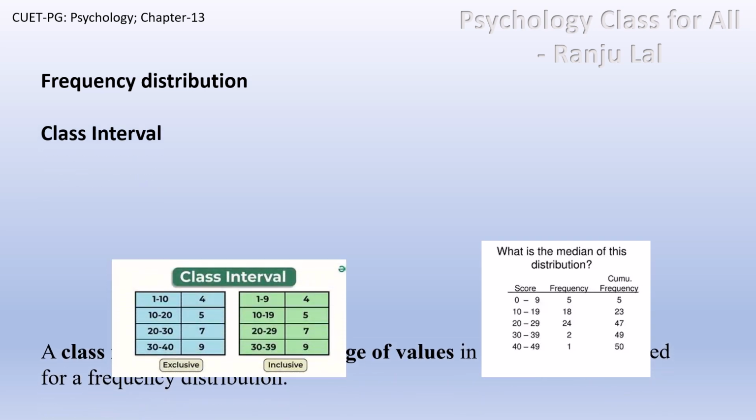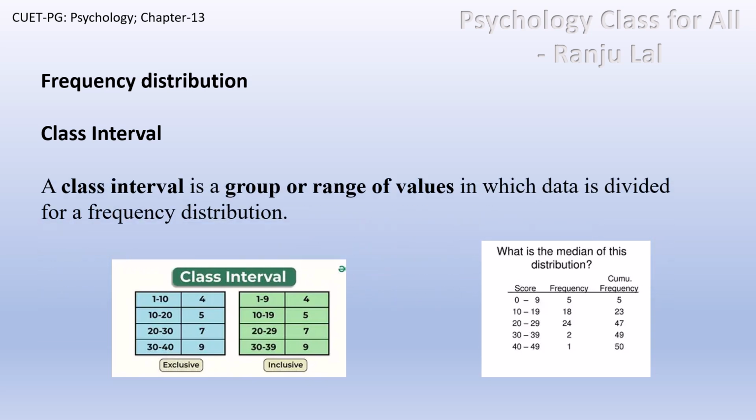When data has too many individual values, like IQ scores of 100 students, we group them into intervals. For example, 90 to 99, 100 to 109, etc. Each group is called a class interval. Class intervals make large data manageable and readable. It helps in identifying patterns, trends, and shapes of distribution. It is useful in creating histograms and frequency tables.